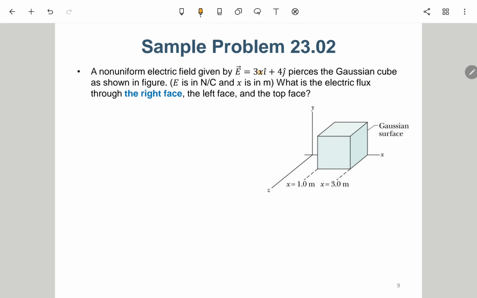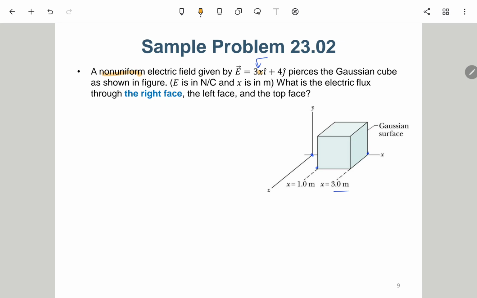So this x means, E is an E field, which means that it is defined on different points in space. This x is the x coordinate of that point. For example, for this point x is 0, for this point x is 3 meters, for this point x is 1 meter. So this E field is not uniform. It's non-uniform.